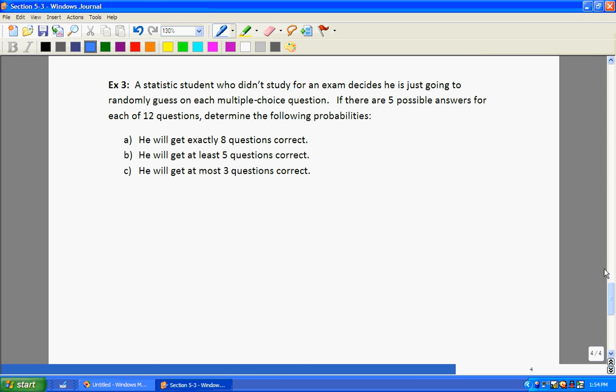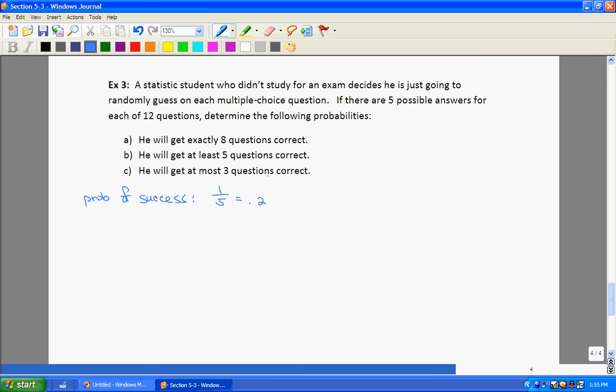Now with this problem, we have a little bit more work to do. In the previous problem, we were given a probability or a percentage to use. Here we have to figure out what the probability of a success will be. Well, if there are 5 possible answers, only one of them is going to be right. So the probability of success is 1 out of 5 or 0.2. So we have to find that first.